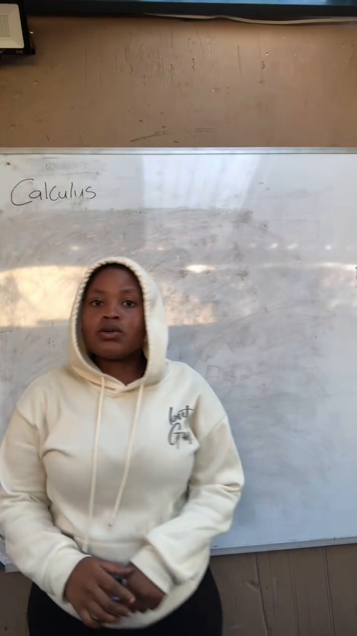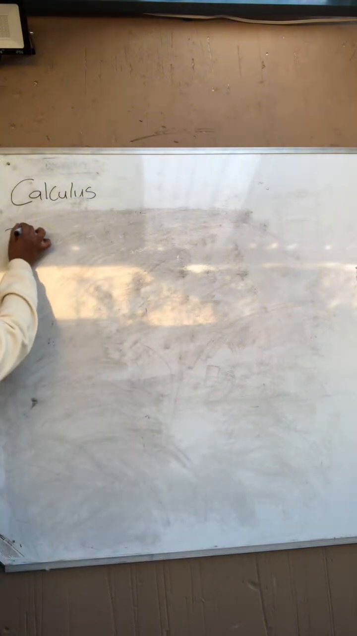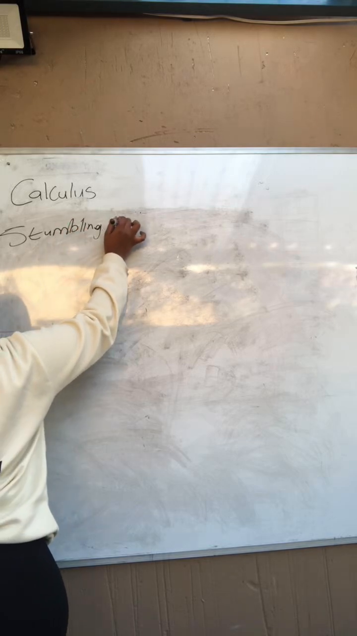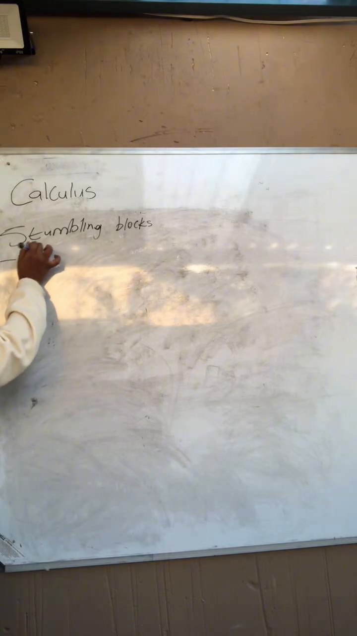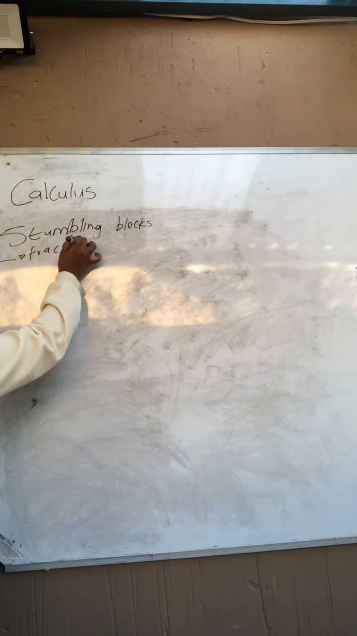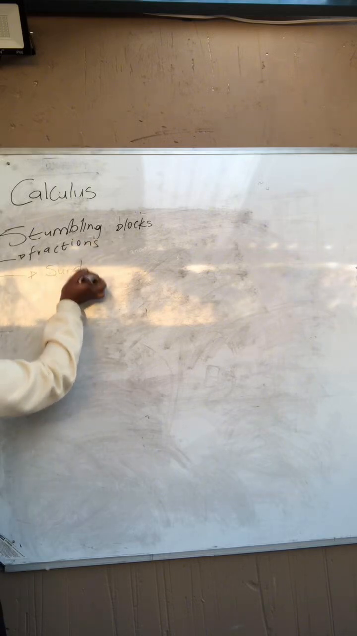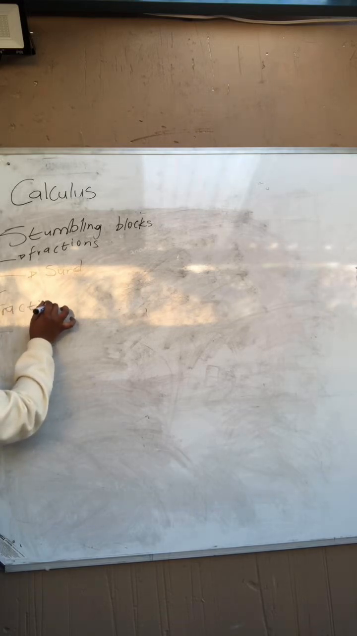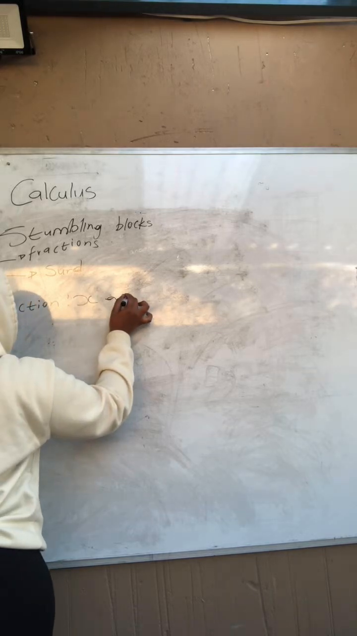So now let's move on to the stumbling blocks. Under stumbling blocks, we have fractions and also sides. We are going to start with fractions. Under fractions, we are going to look at where we are given x as a denominator.